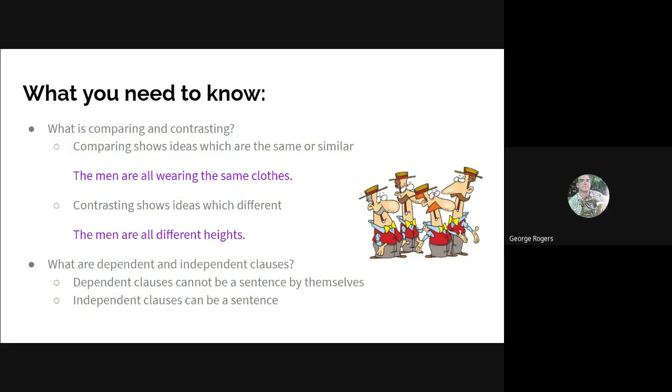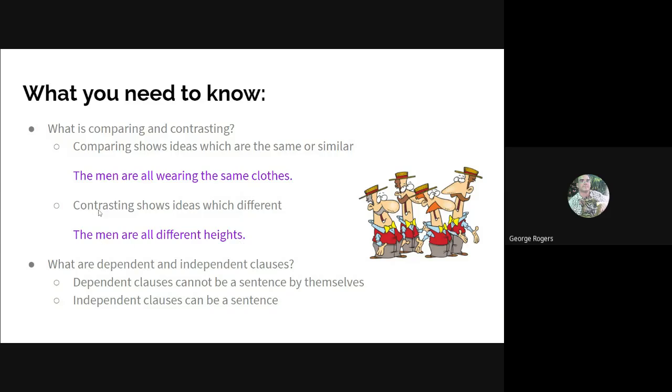Contrasting is to show when things are different. So in our little cartoon singers here, all the men are different heights. This guy's kind of tall here. We got two kind of short ones, and then one kind of between the tall and the short. Comparing is to show how two people, two things, two ideas are similar. So from this one, we could also say comparing, they all have big noses. That's another way they are similar.